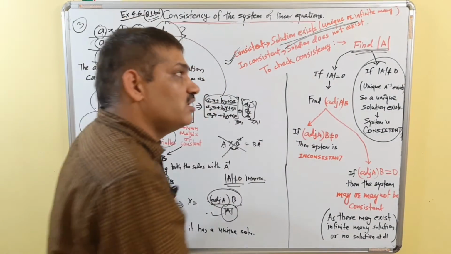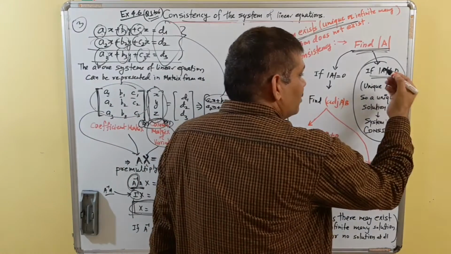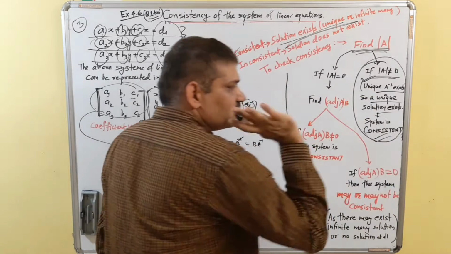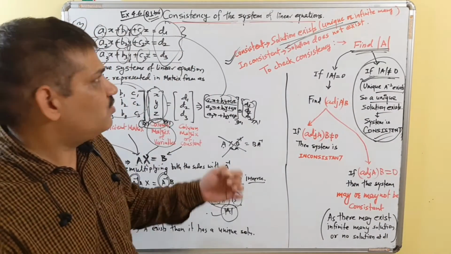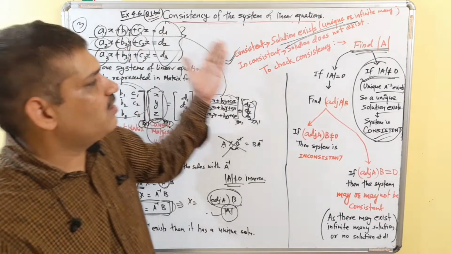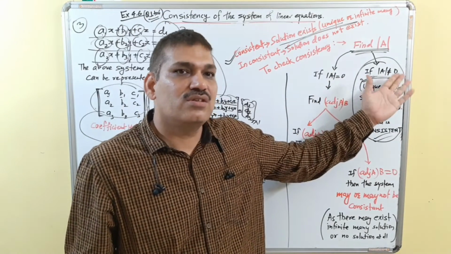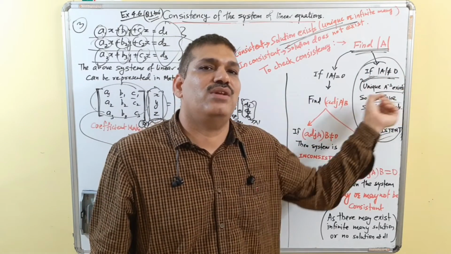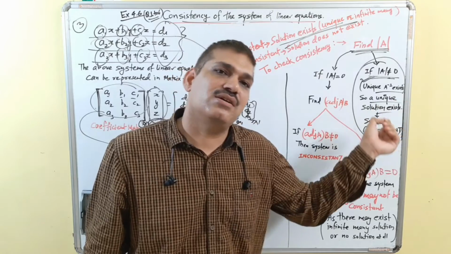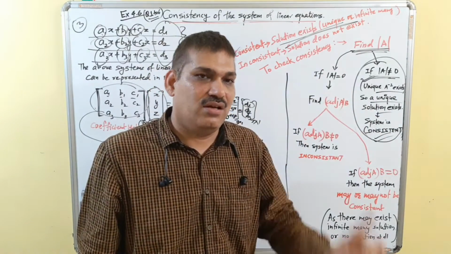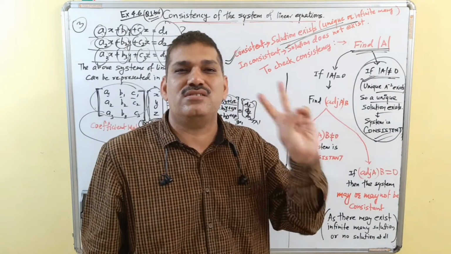Let's talk about this. See, if determinant A is non-zero, then without any doubt there will be a solution, and that solution will be unique, so the system is consistent. So in exercise 4.6, in most of the questions we have determinant A not equal to 0, so we will write the comment: since determinant A is not equal to 0, the given system of linear equations has a unique solution and the system is consistent. If it has a solution, that means it is consistent.